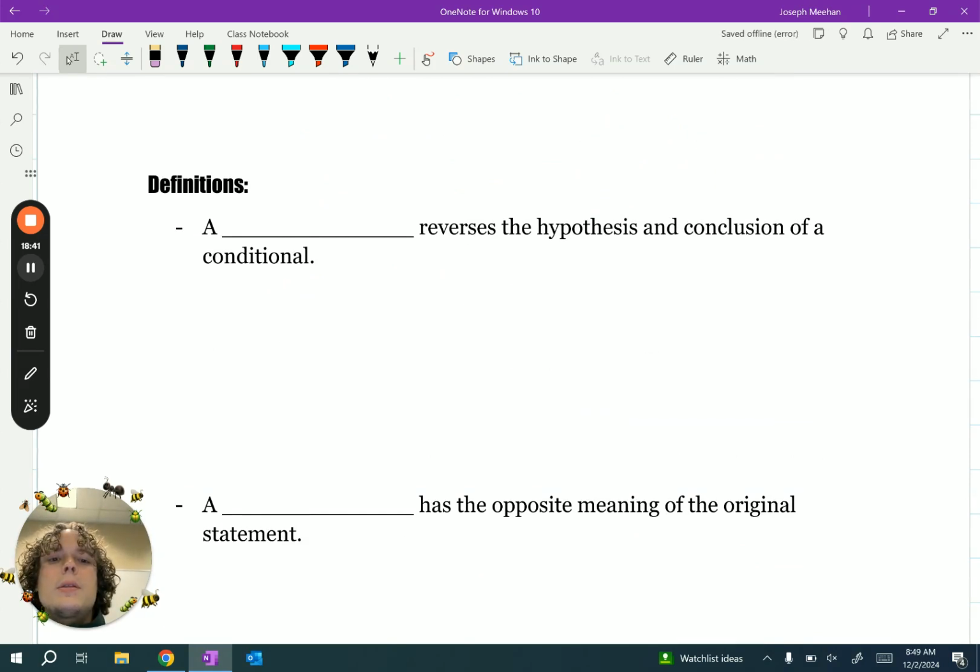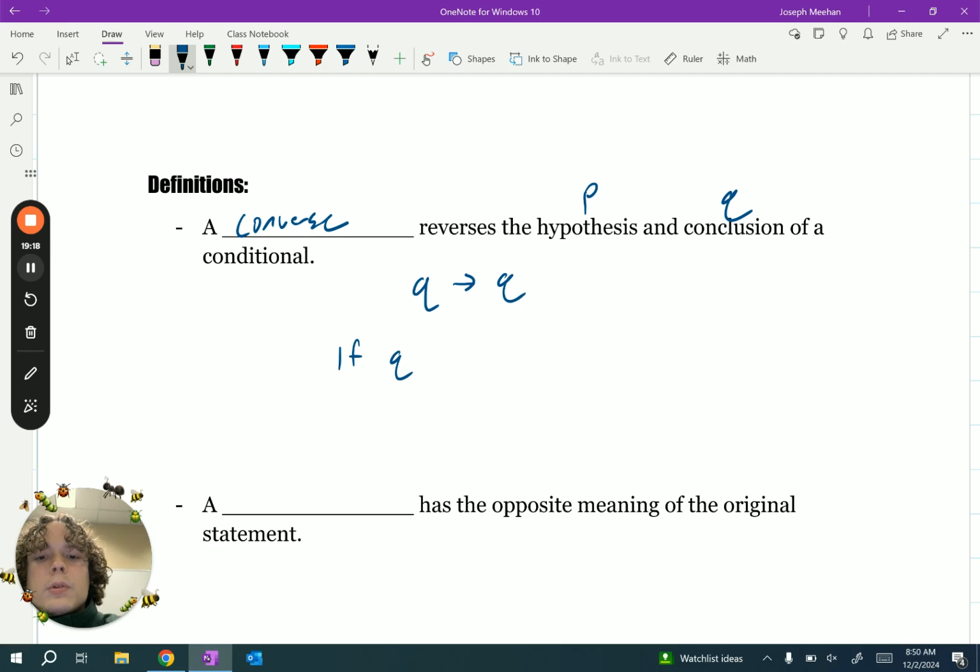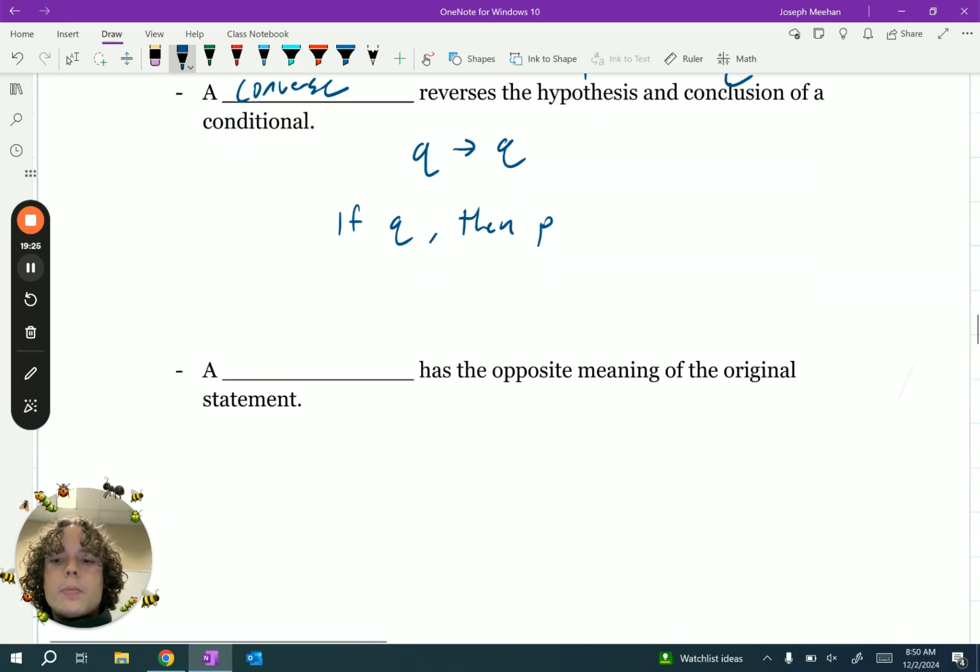It says a blank reverses the hypothesis and conclusion of a conditional. This is a converse. So now we have a hypothesis, we have conclusion, we have conditional, and we have converse. So remember, if the hypothesis is P and the conclusion is Q, and the converse reverses the hypothesis and the conclusion of a conditional, that would mean the converse becomes if Q, then P. That's what the converse would be. So it flip-flops them.